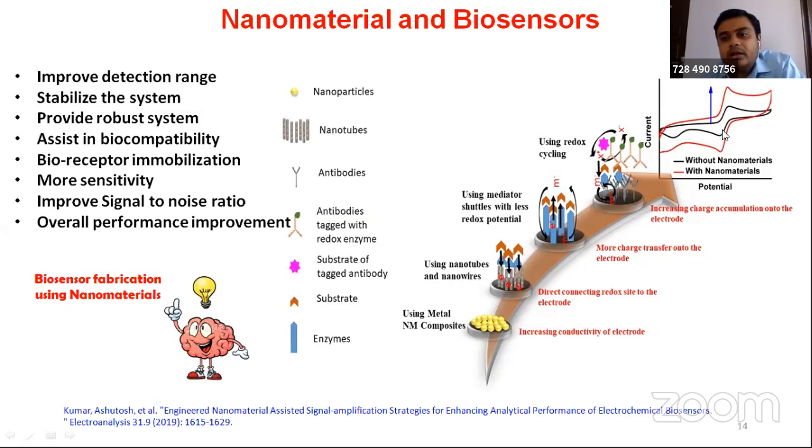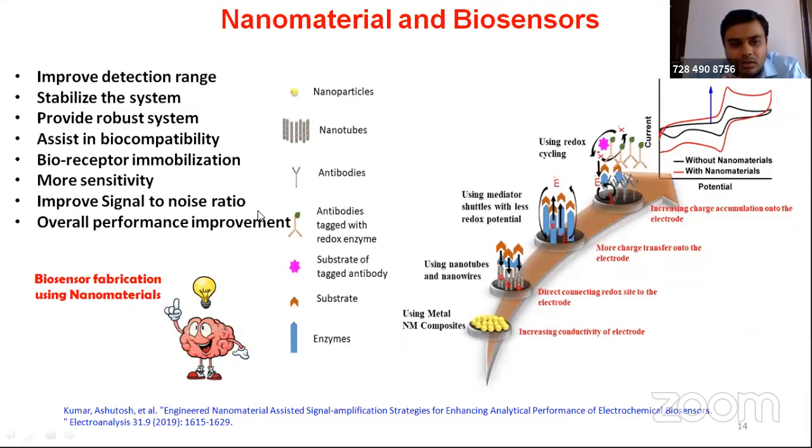From the first layer to the final layer, there are various approaches. We can improve the signals, for example by increasing the conductivity of the electrode if it is an electron transfer system, or by direct connection of the redox site to the electrode, and so on. There are many things. Now you can see one of the electrochemical readout systems, called cyclic voltammetry. The important thing to note is this curve: the black one is without nanomaterial. But when you incorporate the nanomaterial, you can see the signal is enhanced. That is what I'm trying to hit in your mind: whenever you incorporate a nanomaterial, you get a higher signal.